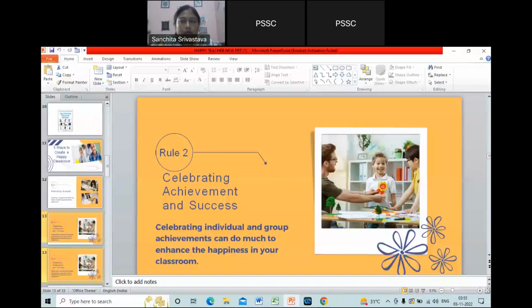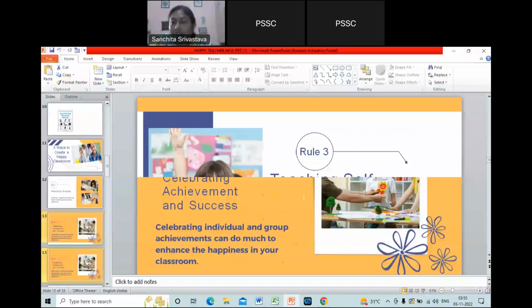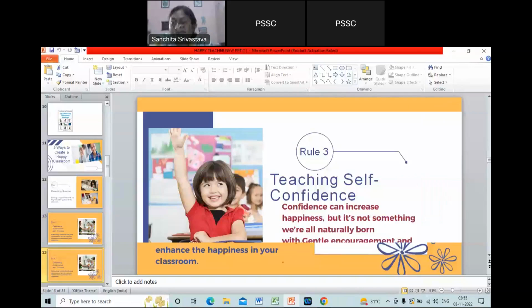self-confidence. Self-gentleness, but it is not something we are naturally born with. This is a very important line, you see. Gentle encouragement and recognition of effort can help. Children need to slowly build up this confidence level. So that self-confidence, self-esteem: if I'm confident, I can do that. See, failure also comes with success.